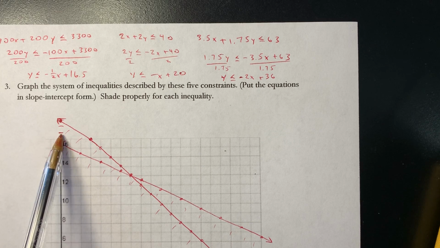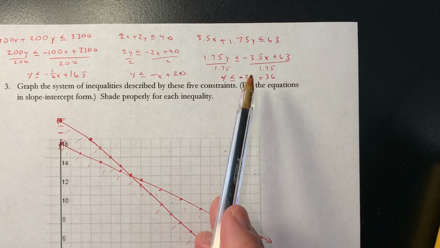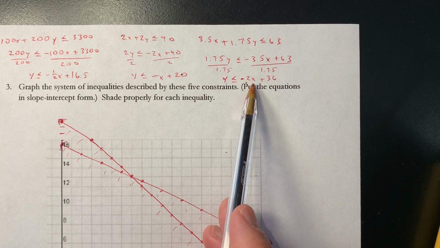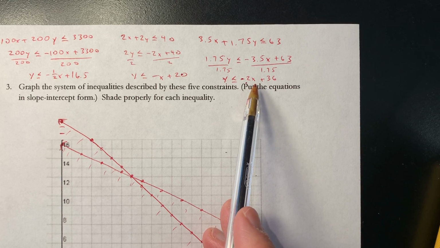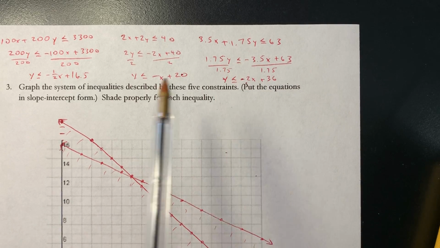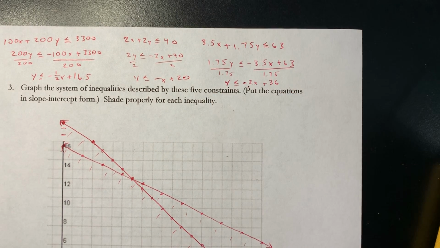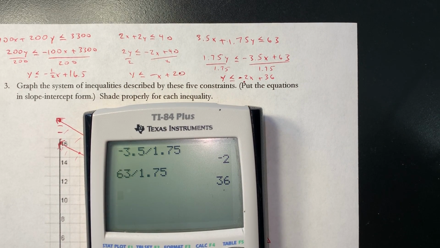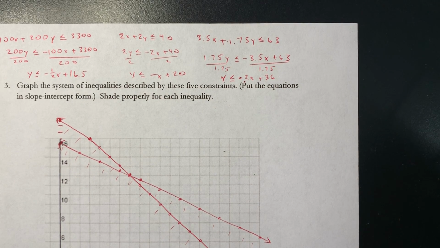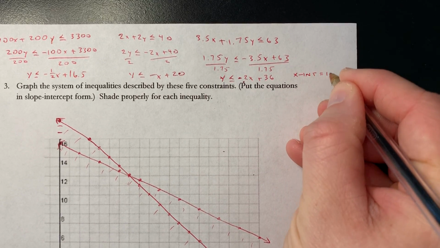Okay, 36 is pretty high up this y-axis, so I don't really want to use that. So instead, I know the slope, I'm going to use that, but I want to know what is the x-intercept. So in order to know the x-intercept, I'm going to put in a 0 right here for y. Okay, so that pretty much just makes that go away, and I get 3.5x is less than or equal to 63. So I'm going to do 63 divided by 3.5, and I get 18 as an x-intercept. So x-intercept is 18.